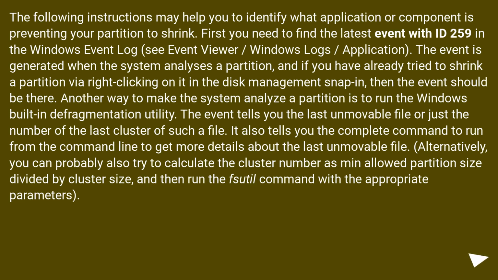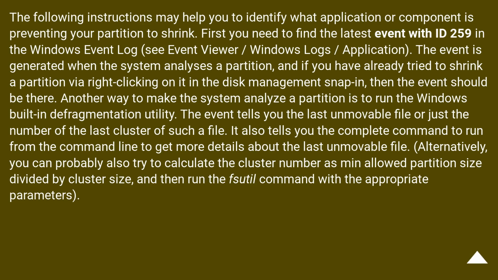The following instructions may help you to identify what application or component is preventing your partition from shrinking. First, you need to find the latest event with ID 259 in the Windows event log. See Event Viewer, Windows Logs, Application. The event is generated when the system analyzes a partition, and if you have already tried to shrink a partition by right-clicking on it in the Disk Management snap-in, then the event should be there. Another way to make the system analyze a partition is to run the Windows built-in defragmentation utility. The event tells you the last unmovable file or just the number of the last cluster of such a file.